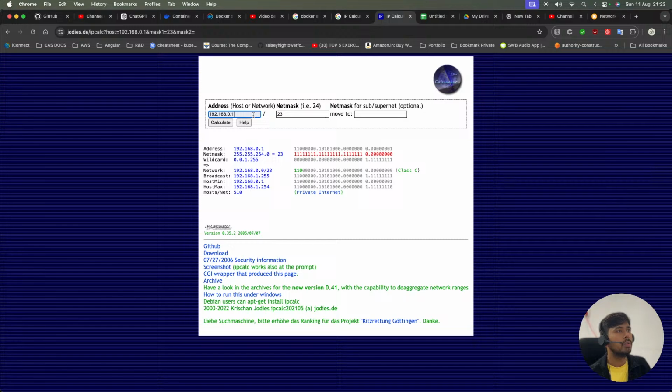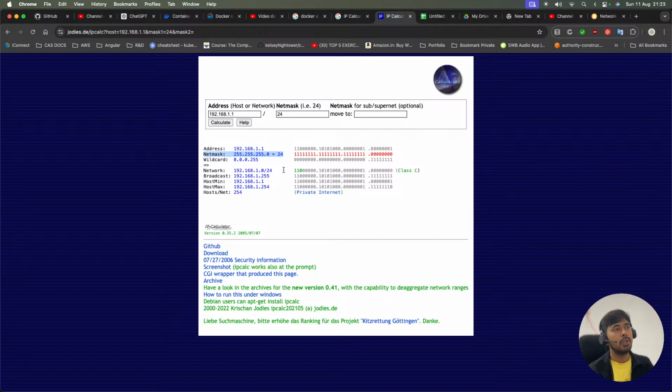So 192.168.0.1. We log into some router like 0.1 or 1.1. This is our router IP address. Now we consider /24 because that is our standard subnet. If we consider this as a network mask, that is 24. That means 2 raised to the power 8, that means 256 IP addresses will be the total IP addresses inside this.